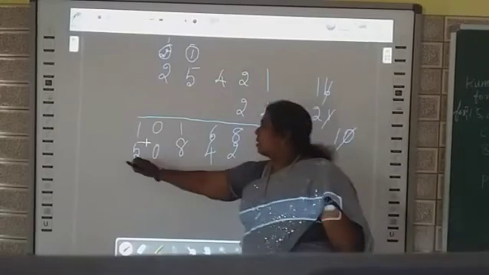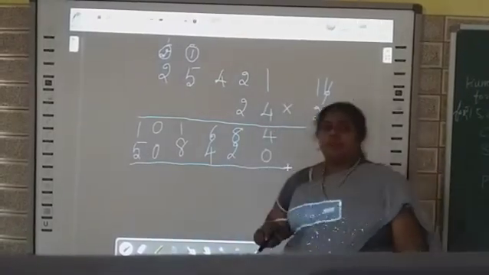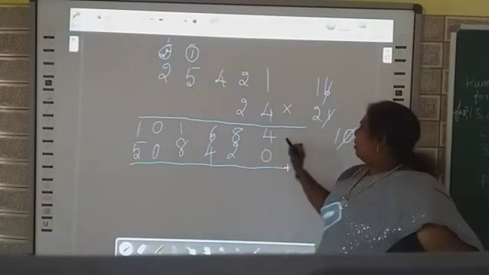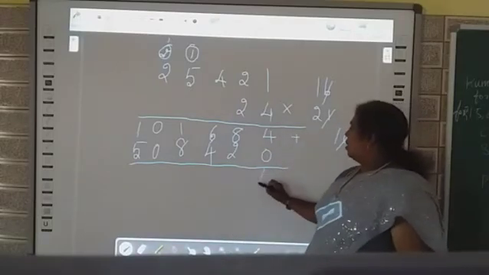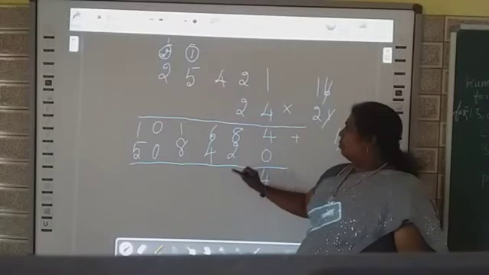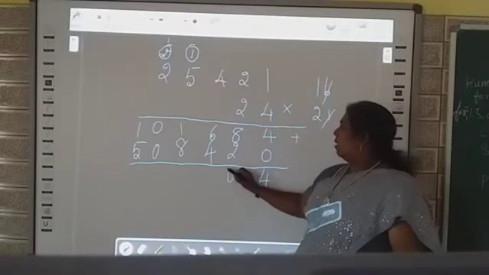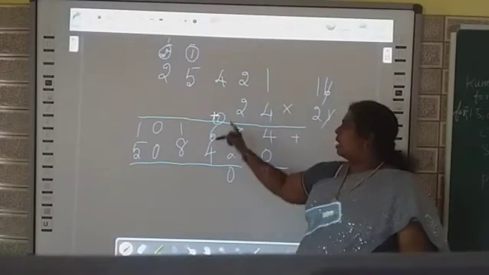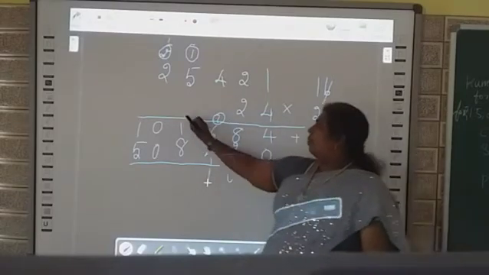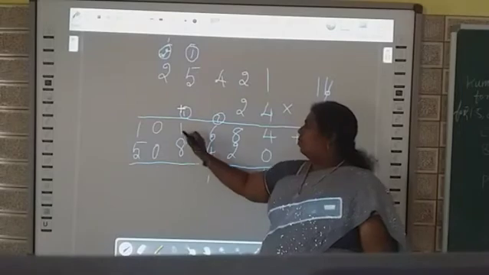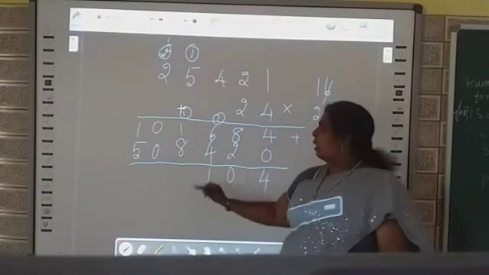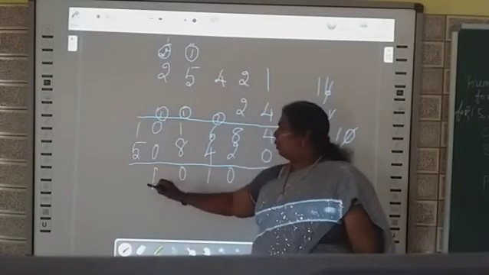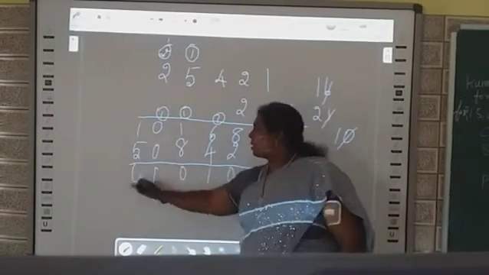Right? Now what do we have to do? Now we have to add these two products, right? Add these two values. 4 plus 0, 4 only. 8 plus 2, 10. Then 1 is carryover. 6 plus 4, how much? 10. 10 plus 1, 11. Then 1 is carryover. 8 plus 1, 9. 9 plus 1, 10. Then 1 is carryover. 1 plus 0, 1 only. Then 5 plus 1, 6.